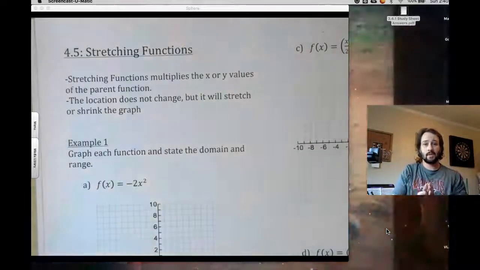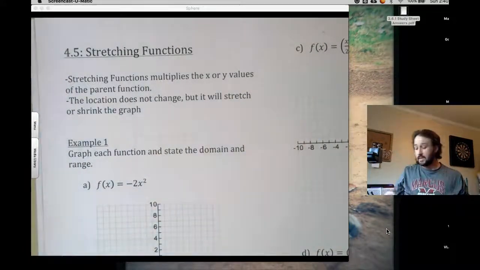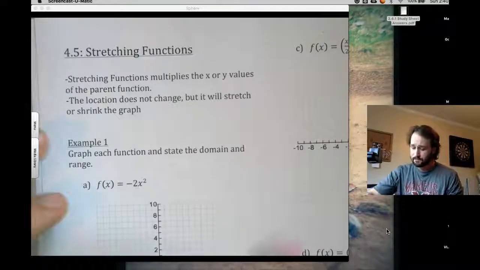If we're multiplying inside with the x, we do the opposite of what we see. If we're multiplying outside of our function with the y, we do exactly what we see. So let's kind of see how that works.